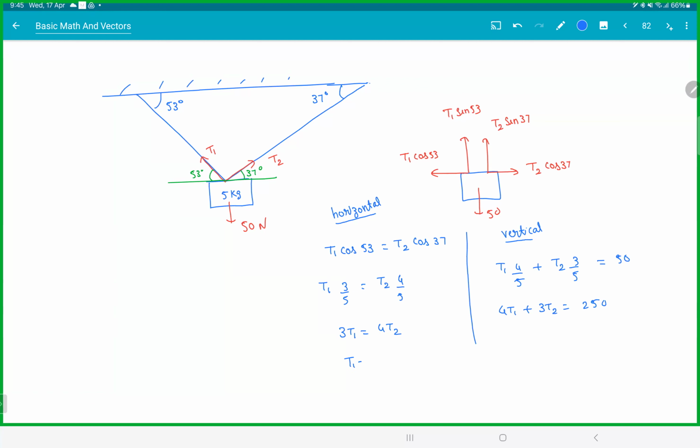You can take T1 from here, 4T2 by 3, and substitute here. This is 4 into 4T2 by 3 plus 3T2 is 250. That is 16T2 plus 9T2. 3 goes to that side, so 750. 25T2 is 750. T2 is 30. Interesting. T1 is 40.